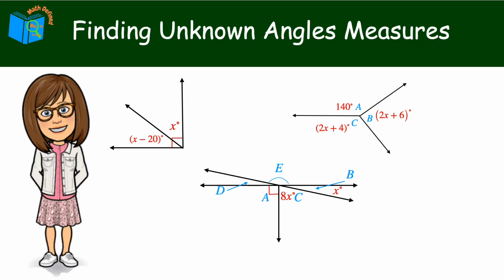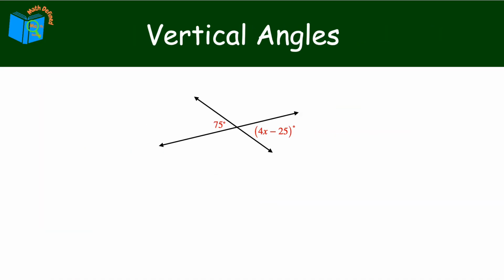Today we're going to use what we know about angle relationships and algebraic equations to uncover the measures of missing angles. Let's start with this pair of vertical angles. Vertical angles are congruent, or in simpler words, they're equal. We want to find the value of x. We'll need to set up an equation to find it.